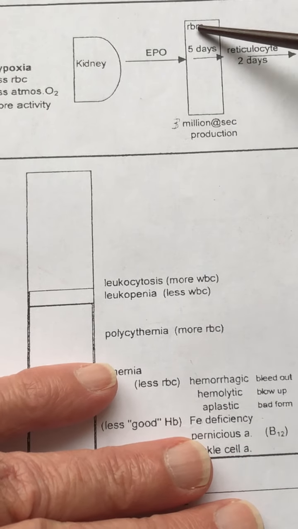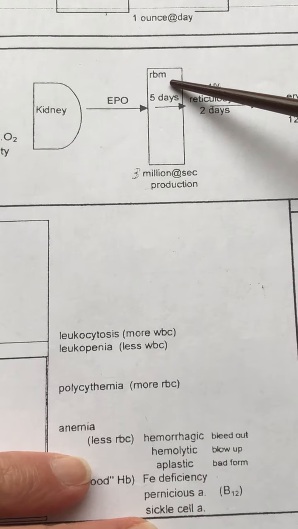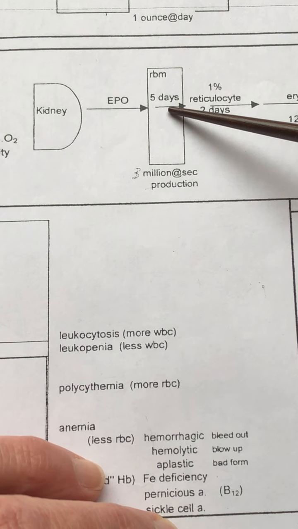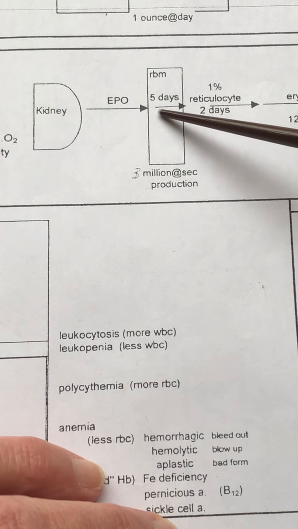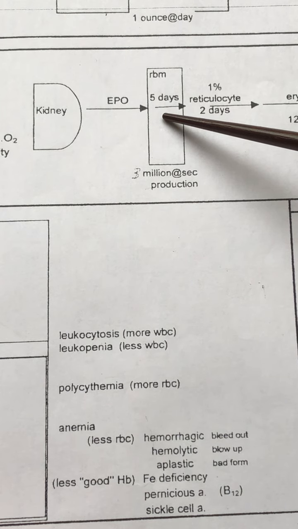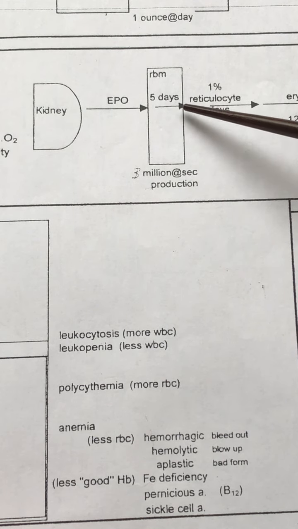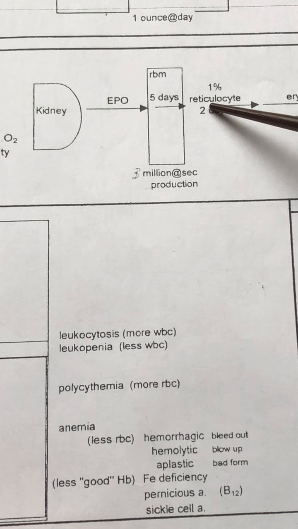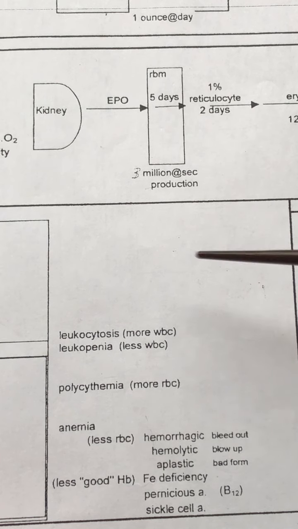The erythropoietin will stimulate red bone marrow, that's myeloid tissue, to push the production of more red blood cells. Now, it takes approximately 5 days to go from the beginning of the erythropoietic process to releasing something into the circulating blood. So 5 days right there.